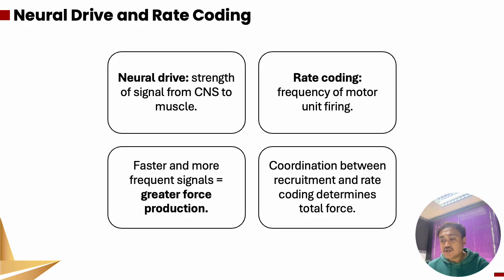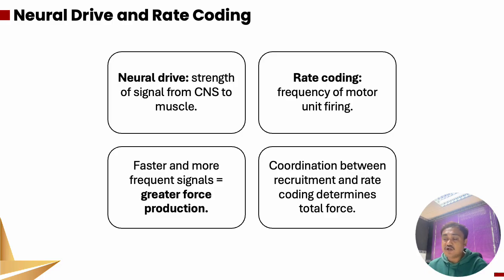Now let's talk about neural drive and rate coding. Here's a deeper look at the coordination I just mentioned. Neural drive and rate coding. I know it sounds very fancy, but here's the deal. It's only about how strong and how fast the brain sends signals to your muscles.